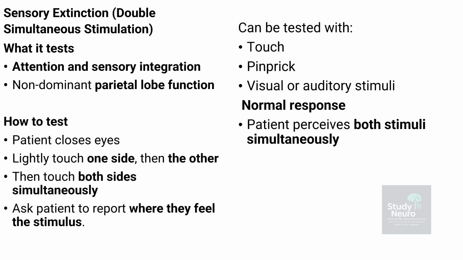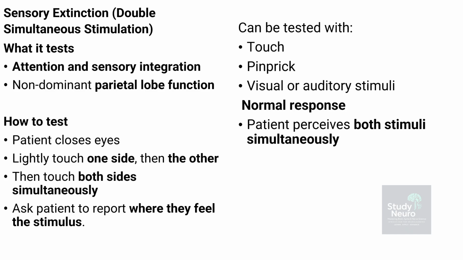Sensory extinction, also called double simultaneous stimulation, examines attention and sensory integration rather than basic sensation alone. It is particularly sensitive to dysfunction of the parietal lobe, most often the non-dominant hemisphere. To perform the test, the patient is asked to close their eyes. A light stimulus is applied to one side of the body and then the other to confirm that each side is perceived normally on its own.